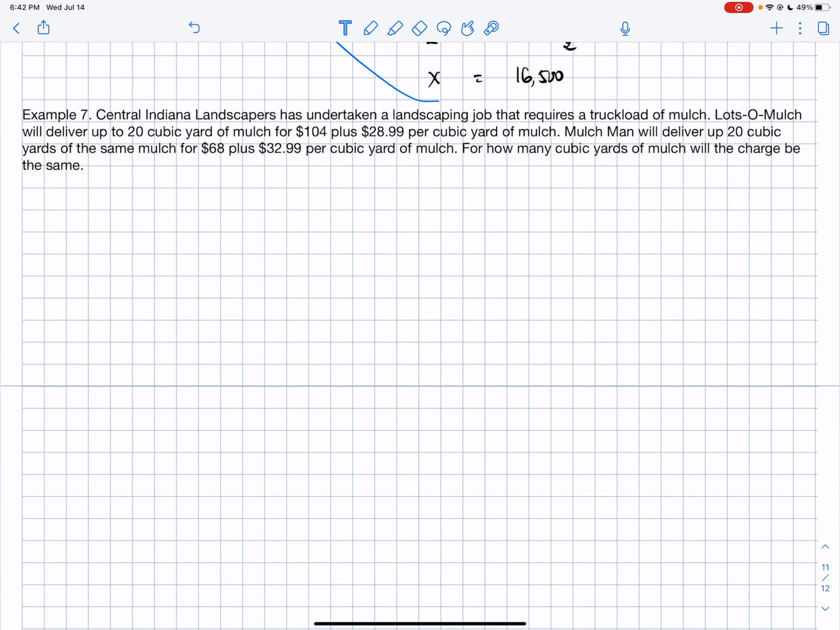Example number 7. Central Indiana Landscapers has undertaken a landscaping job that requires a truckload of mulch. Lots of Mulch will deliver up to 20 cubic yards of mulch for $104 plus $28.99 per cubic yard of mulch. Mulch Men will deliver up to 20 cubic yards of the same mulch for $68 plus $32.99 per cubic yard of mulch. For how many cubic yards of mulch will the charge be the same?